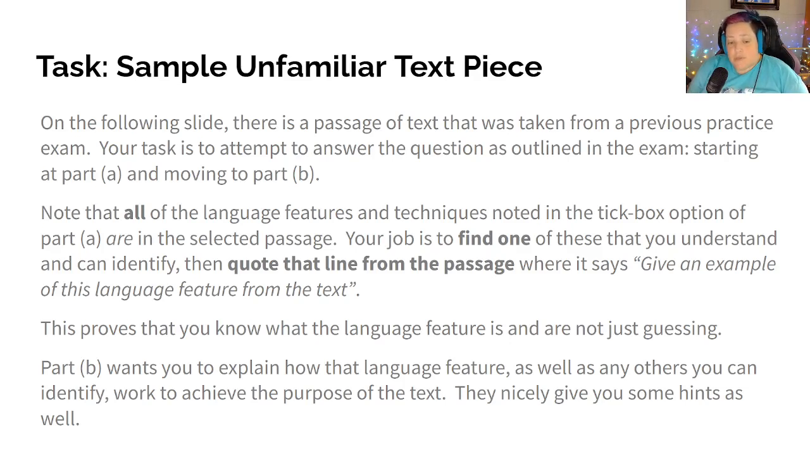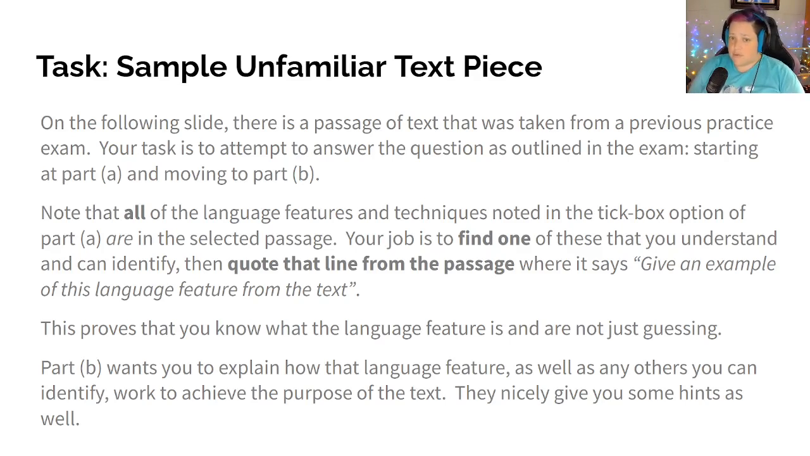And part B wants you to explain how that language feature, as well as any others you can identify, work to achieve the purpose of the text. They do give you some hints of where to go from that. Now, for part B specifically, you can start with the same language feature, as it says. You can also use another language feature. If the first thing that jumped out at you was a simile and you've quoted it, but then you decide that simile is not useful for tackling what it wants you to explain in part B, then go with something else. That's absolutely fine. That's why the wording says this and or others.